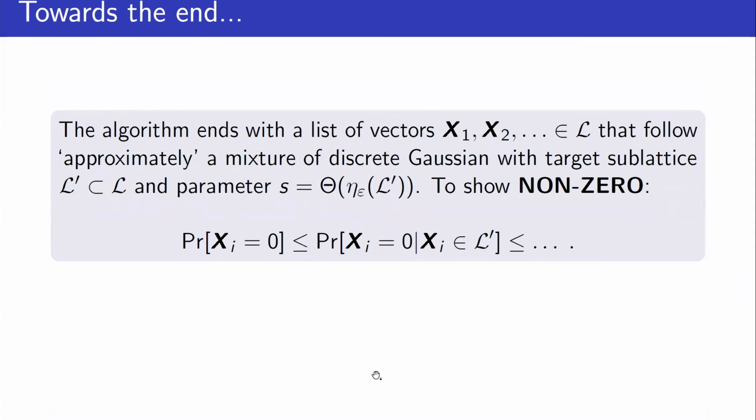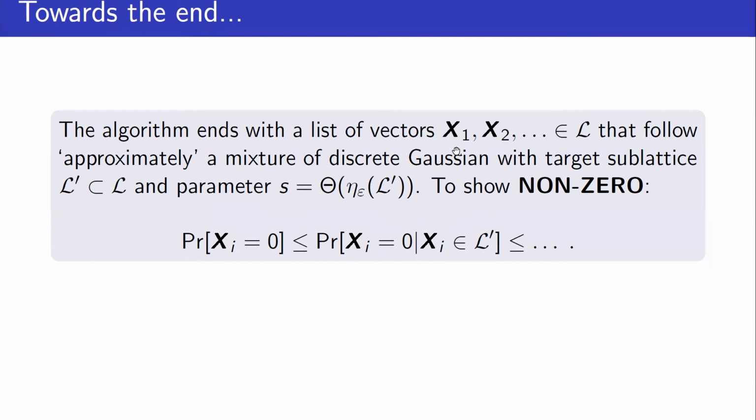Okay, so we have all the components that we need. Towards the end, the algorithm typically ends with a list of vectors from the lattice L. And this list of vectors follows approximately a mixture of discrete Gaussians on the target sublattice L prime, which we have shown to exist from the previous slide. And the parameter s is around the smoothing parameter. That's where the algorithm has to stop.